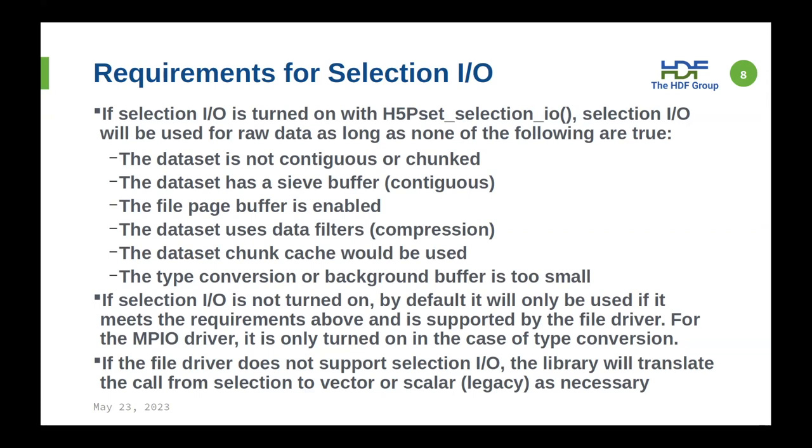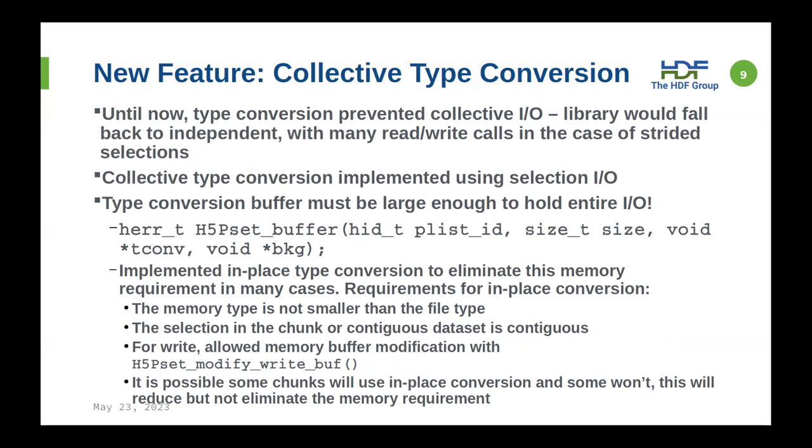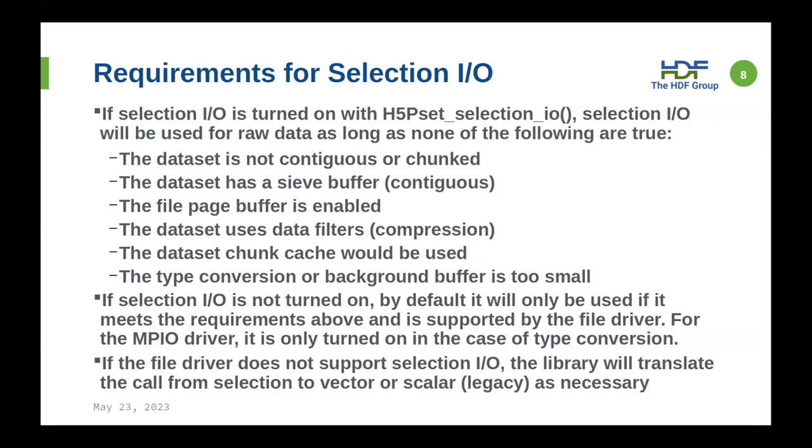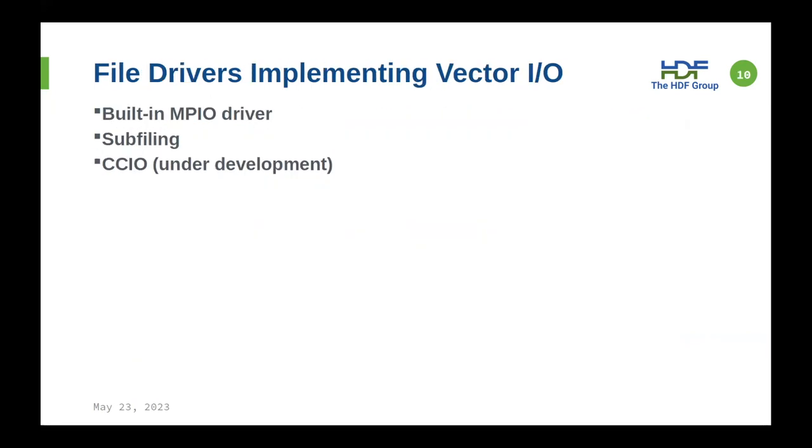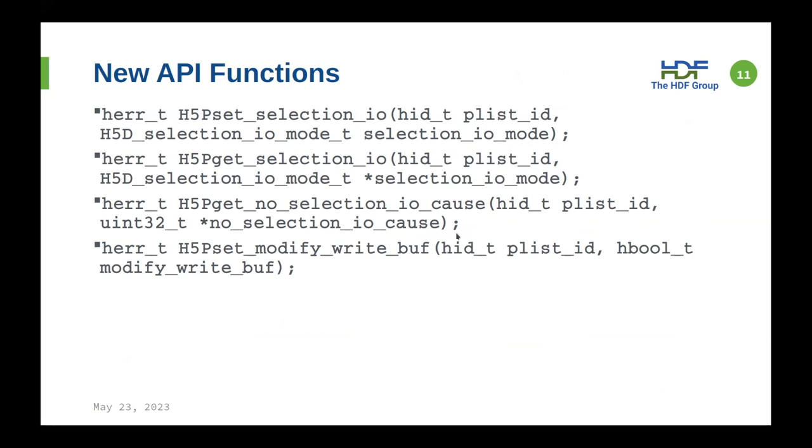But from the perspective of application developers, you don't need to worry about it too much. It's mostly the benefits and requirements. If you're using a file driver that supports selection or vector IO and gets a benefit from it, or if you're using the MPIO file driver and you want collective type conversion, then you want to pay attention to the requirements, and you can use these functions and the get actual IO mode to make sure it's actually turned on. We're planning to introduce a function, H5Pget_actual_selection_io_mode, to tell you explicitly if selection IO is on or off, but you don't actually need that. You can just check whether collective is on or off, because that's what you care about in the MPIO case at least.